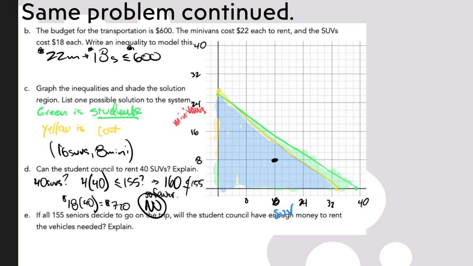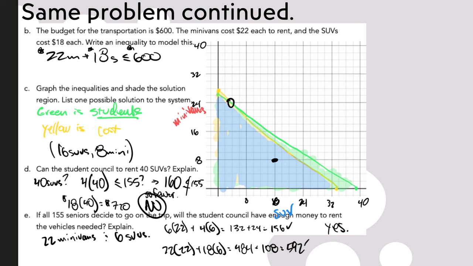This final question is saying, if everybody wants to go, can they? Do they have enough money to rent enough vehicles? Well, let's look at where these two lines intersect. They intersect right about there. And without zooming in and getting careful, it looks like it's 6 SUVs and 24 minivans. So let's double check.